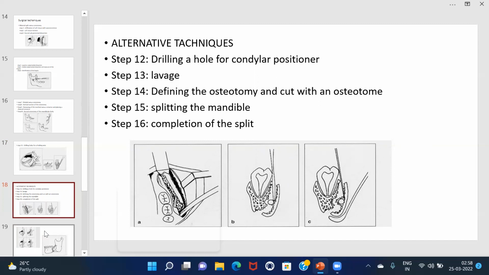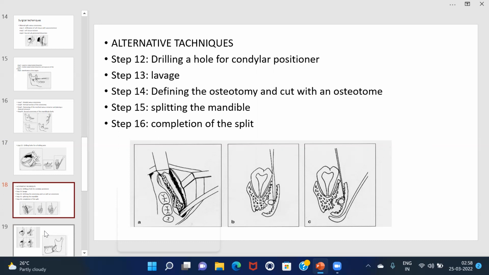Once osteotomy cuts have been performed on one side, it is recommended that the surgeon complete them on either side before splitting the mandible. Now, step 14, defining the osteotomy cut with an osteotome. It is important not to manipulate the jaw unnecessarily when splitting the contralateral side, since this may cause hard and soft tissue damage on the side already split.